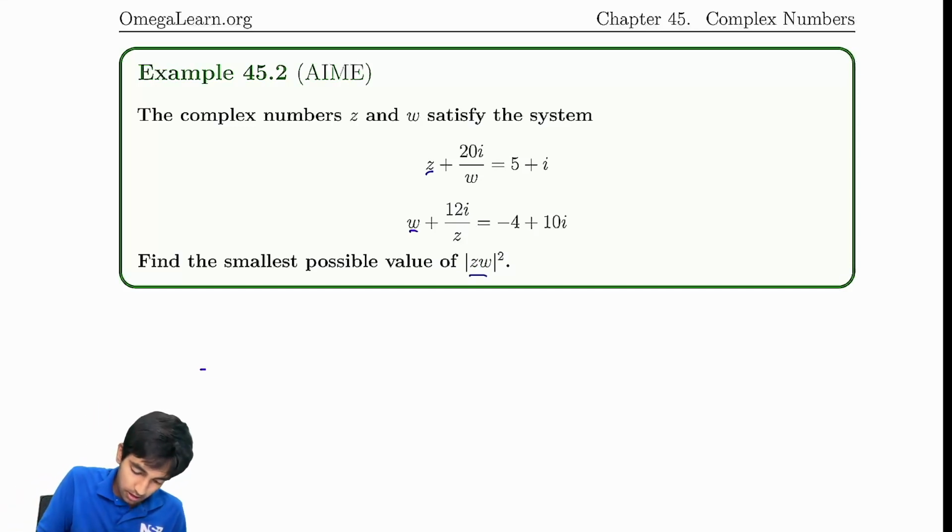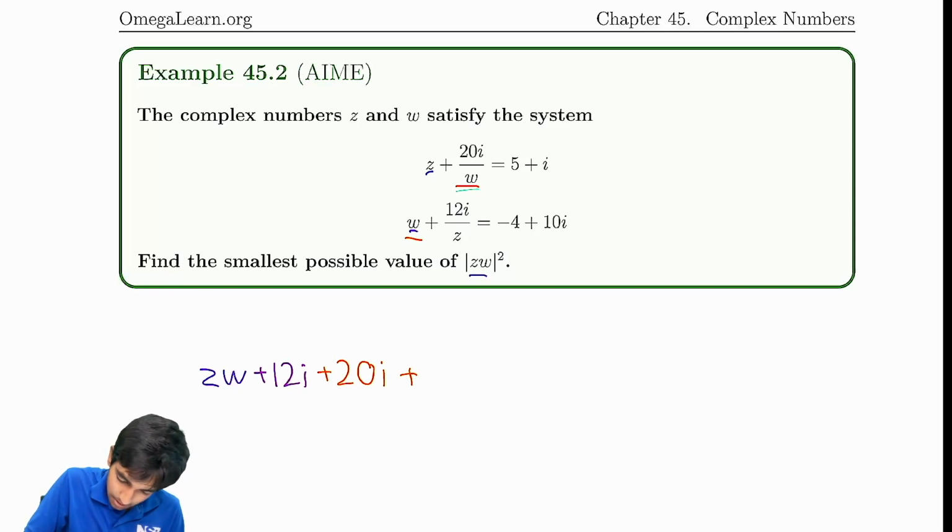Let's do that. ZW, right? Blue term times blue term. This times this is 12i. And then this times this is 20i. And then finally, we have this times this is minus 240.